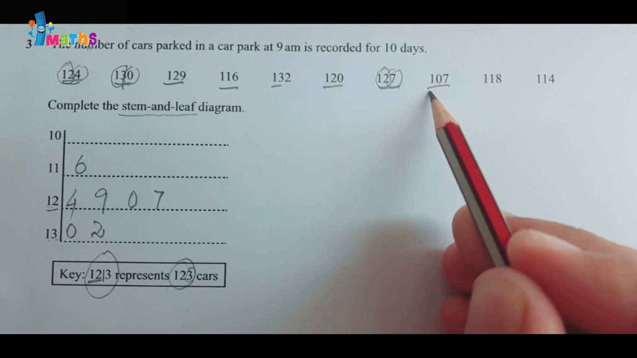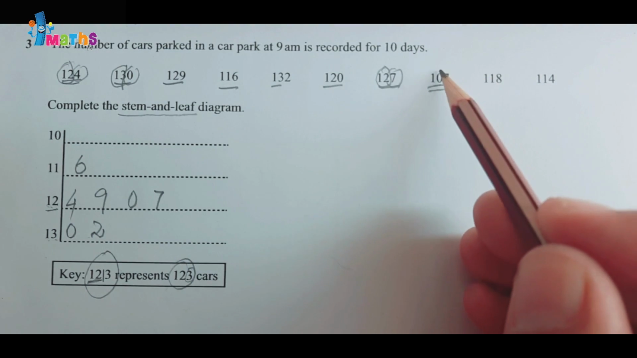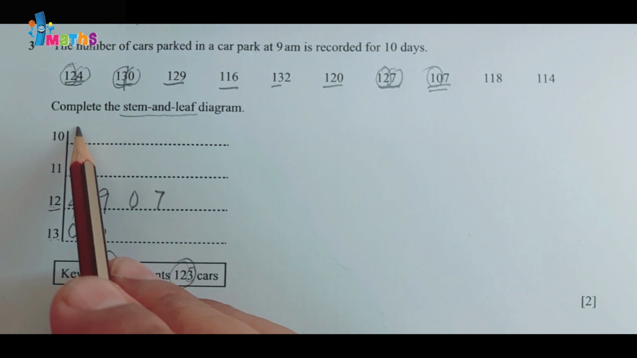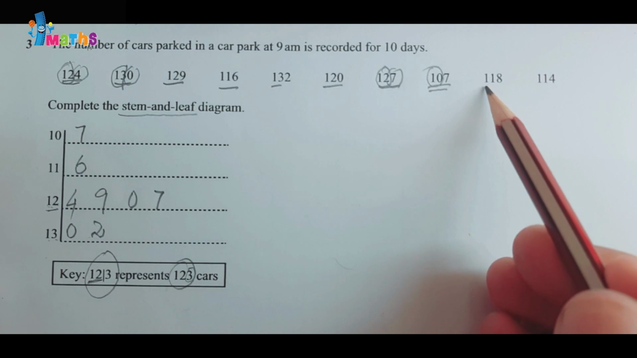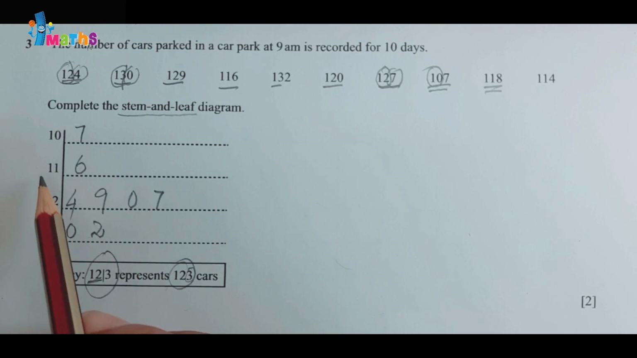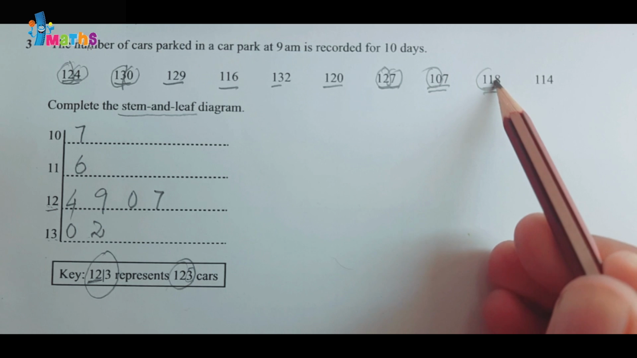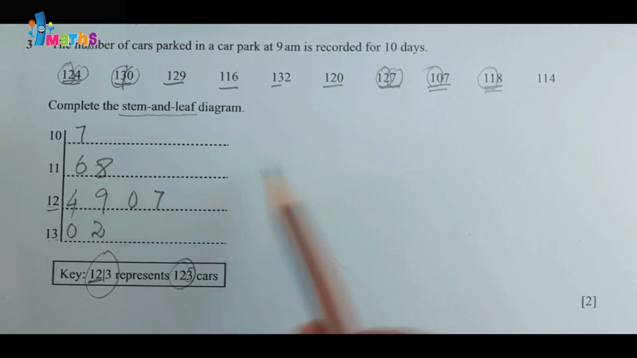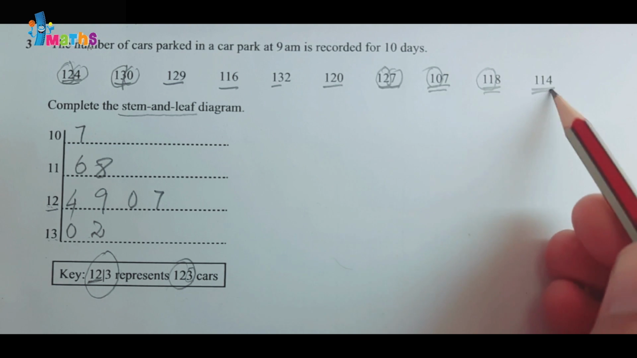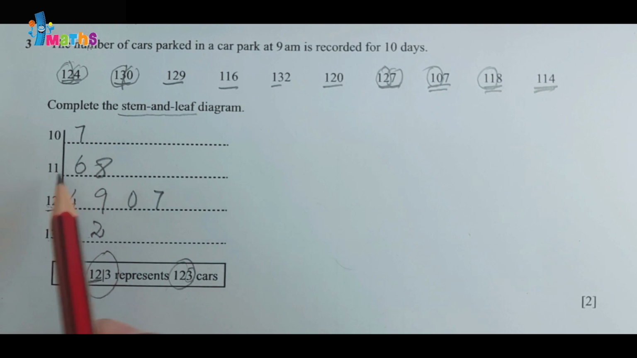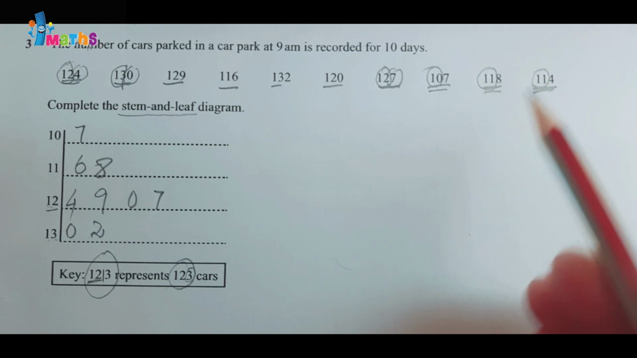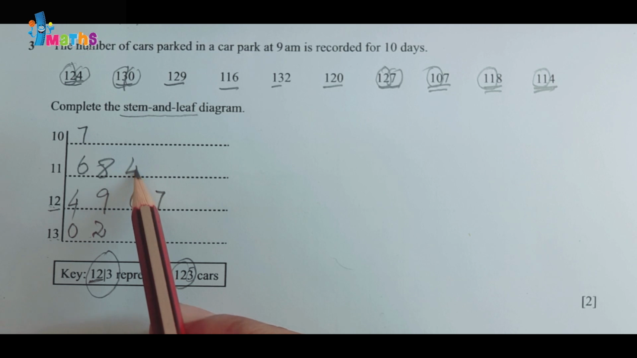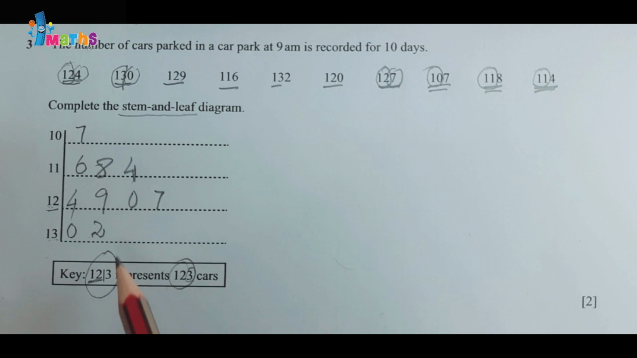Now 107 is the next number. So first 2 digits, same procedure, we'll go to 10 and we will write here 7. Similarly 118, first 2 digits are 11, so we'll write here 8. The last number provided is 114, so first 2 numbers are 11, so we'll go to 11 and write here 4. That's all.